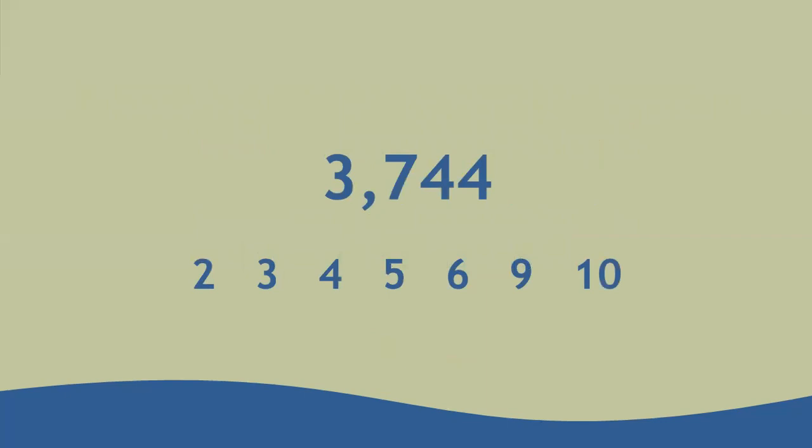All right, here we have the number 3,744, and it's wanting to know if it's divisible by 2, 3, 4. It's not divisible by 5. It is divisible by 6. It is divisible by 9. It is not divisible by 10. And if you refer back to your divisibility rules, you can tell why it is divisible by each one of these. Again, the divisibility rule of 2, the divisibility rule of 3, and so forth.